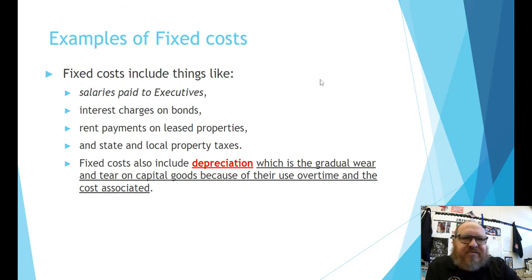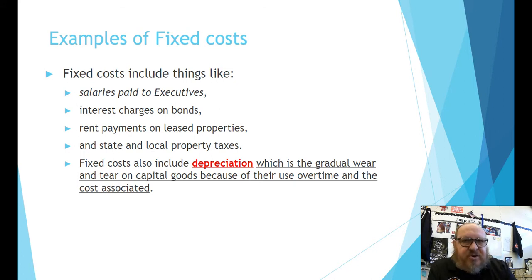So some examples of fixed costs: executive salaries or salaries for anybody, not hourly employees, because that's different. That can be variable, but fixed costs are salaries. Interest on bonds. If your corporation or company sells bonds, you've got to pay the interest payments on those. Rent payments on leased property. Could be the building, could be equipment that you're using, that you're leasing. State and local property taxes, those really don't change.